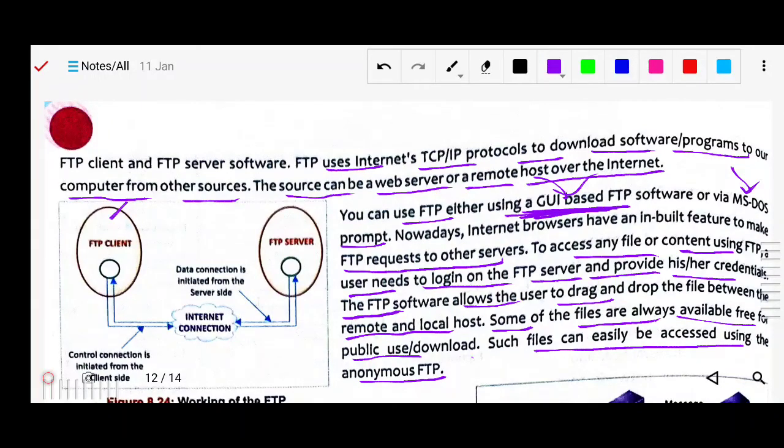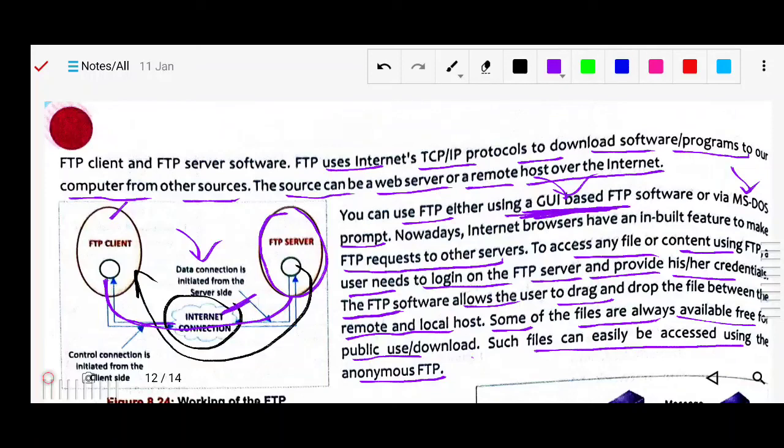So now you can see here, this is the file transfer protocol, from the client you have requested through the internet. In this server there is some data, and this data you want to download to your system. So through this internet connection you have connected, and from here the data is wanted. So here you can see the data connection is initiated from the server side. Suppose this is computer A or this is the server's computer, I have given the name B. From here to here you want to download the data through this channel, which channel? Through the internet.